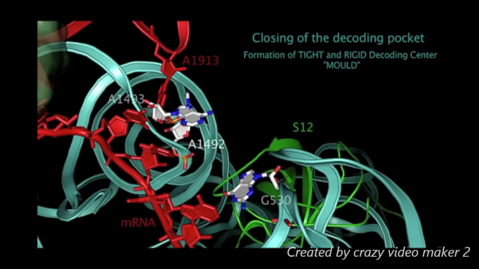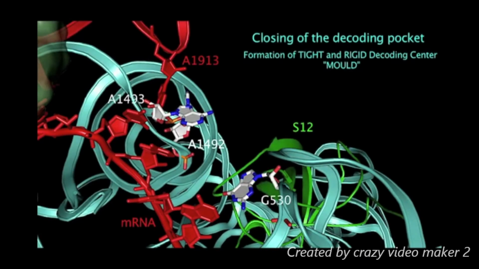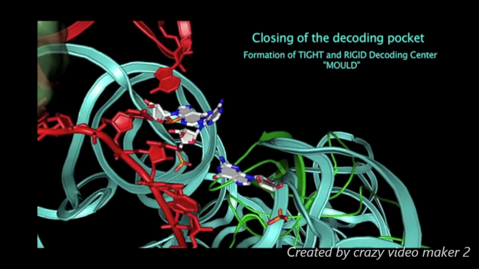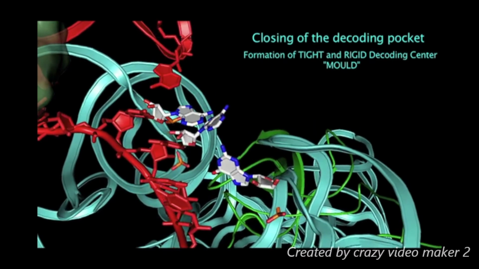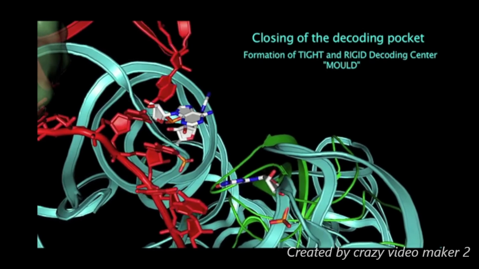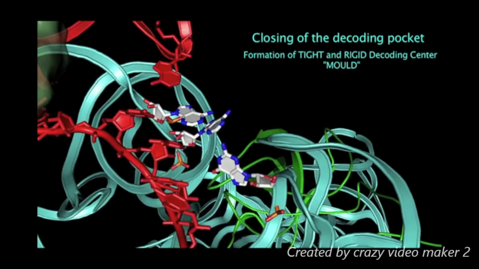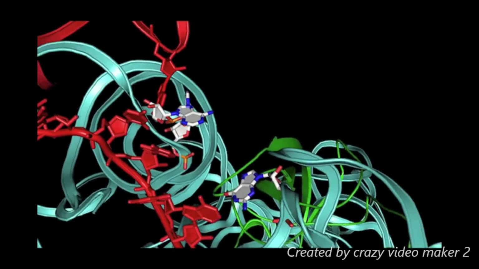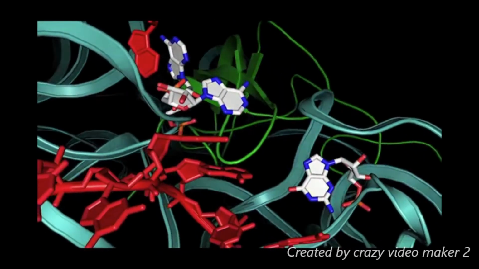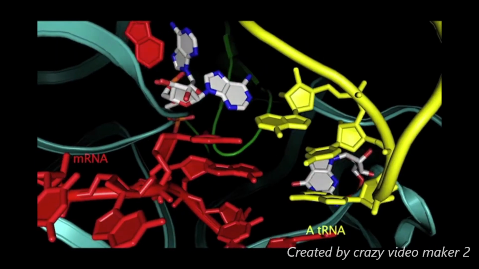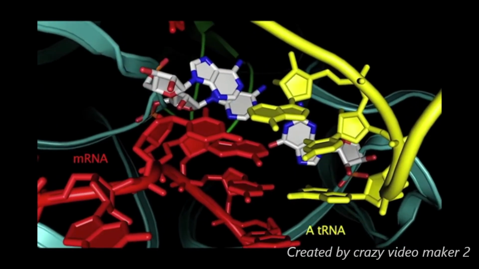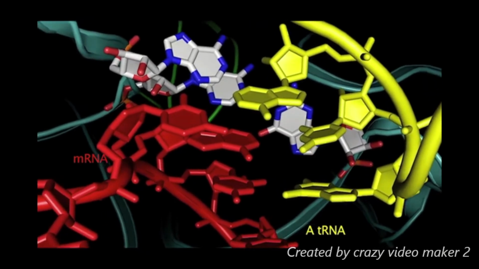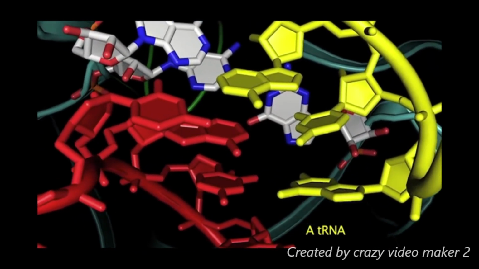Still from another view, the conformational change that will create the decoding center. And here again, you see it is very compact. Everything is very compact.